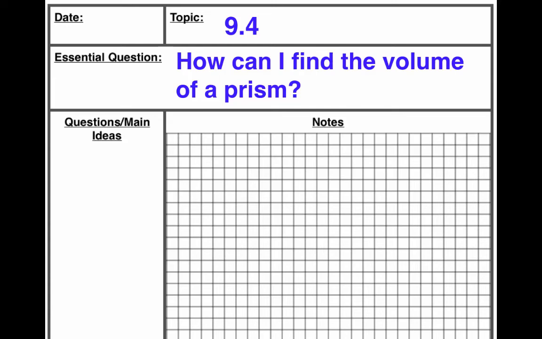Hey guys, Chapter 9, Section 4 video here for you. We are going to work today on how I can find the volume of a prism. So we are talking about volume now. We've done a lot of work with surface area, but volume is something a little bit different.